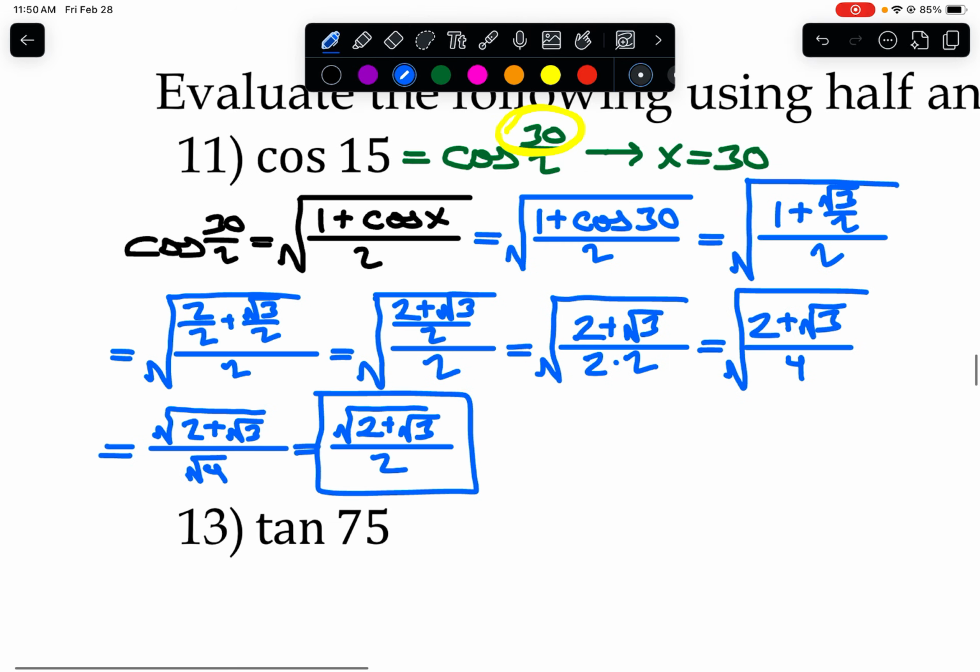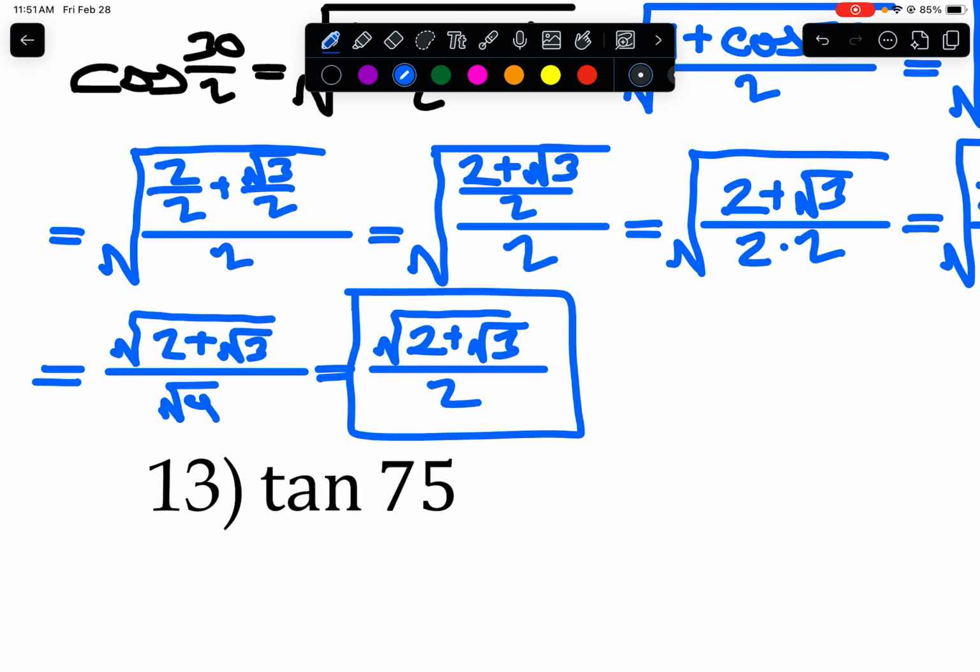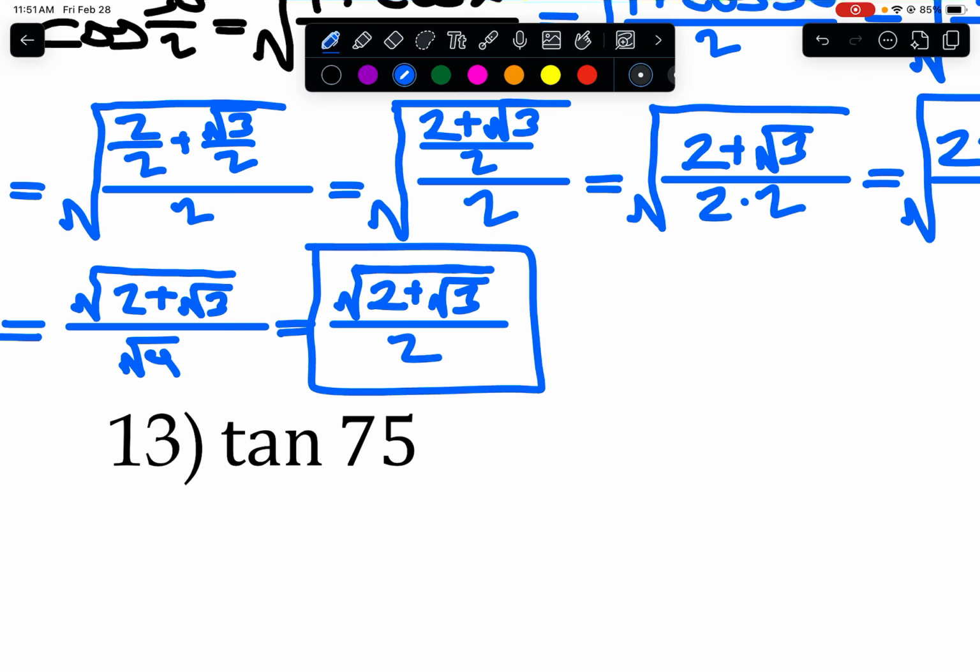Now, of course, I can also evaluate this using a sum and difference formula. So I could even do cosine of 45 minus 30 and evaluate it and get the same thing. Now, the answer would look different and be in a different form, but mathematically, it's the same value.